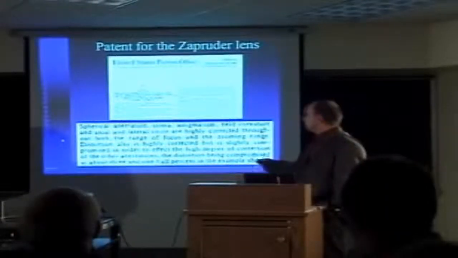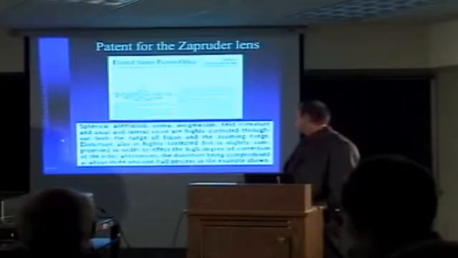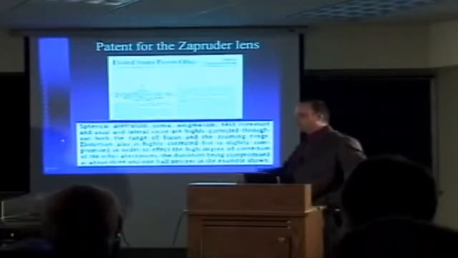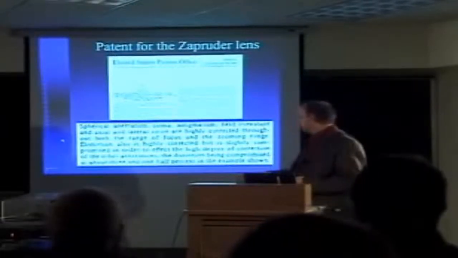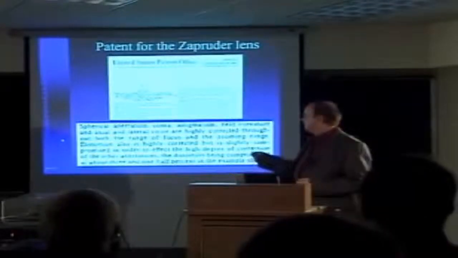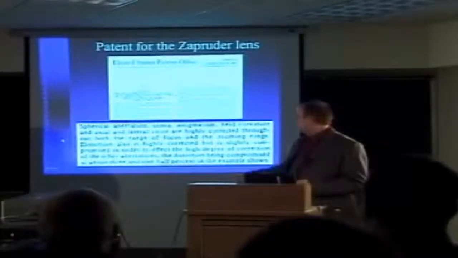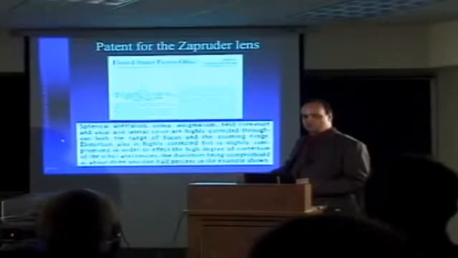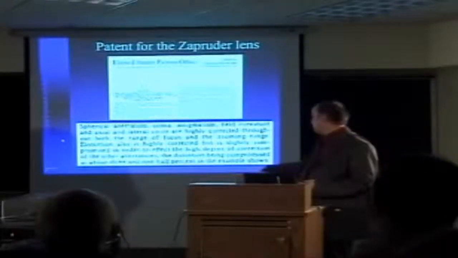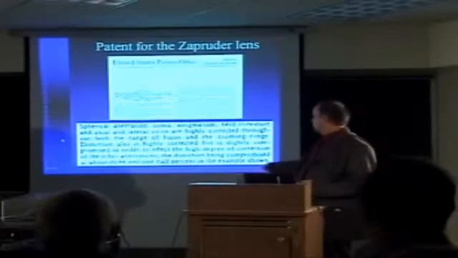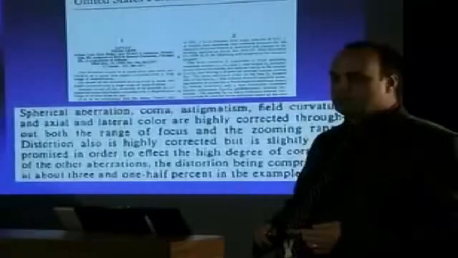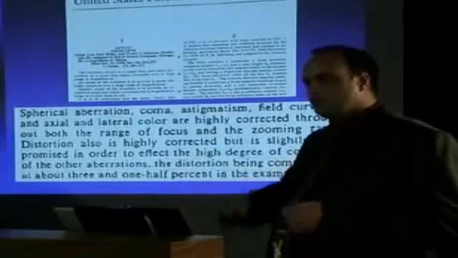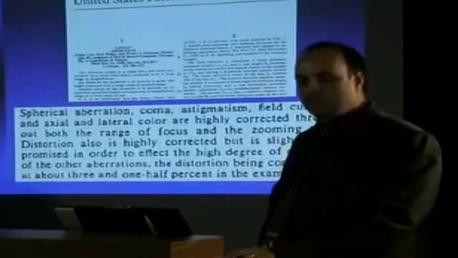So this zoom lens was important enough to have its own patent, and all these things are highly corrected over a range of focus and a range of zoom, which I wouldn't like to design if it was my job, because there are so many parameters. If you look at the next page of this in the Zapruder report, it's very daunting in terms of how many parameters you have to control. But the important thing here is that distortion also is highly corrected, but slightly compromised, about 3.5%. So they're giving a figure in the patent for this lens system, which is in the Zapruder camera, of about 3.5% distortion.